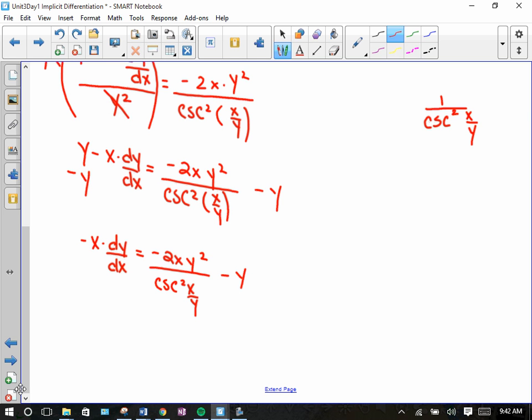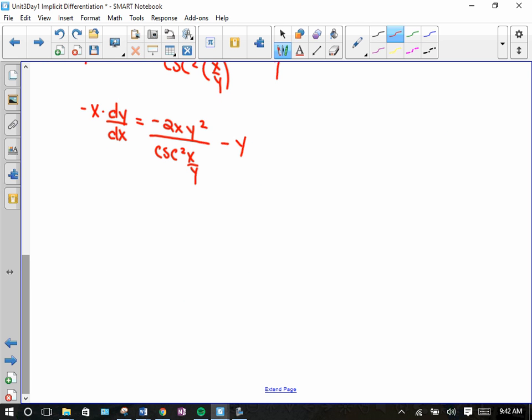Alright. So let's rewrite this real quick. We can make our lives a little easier, and it looks nice to do all this fraction. So negative x times dy/dx is equal to negative 2xy squared times sine squared x divided by y minus y.